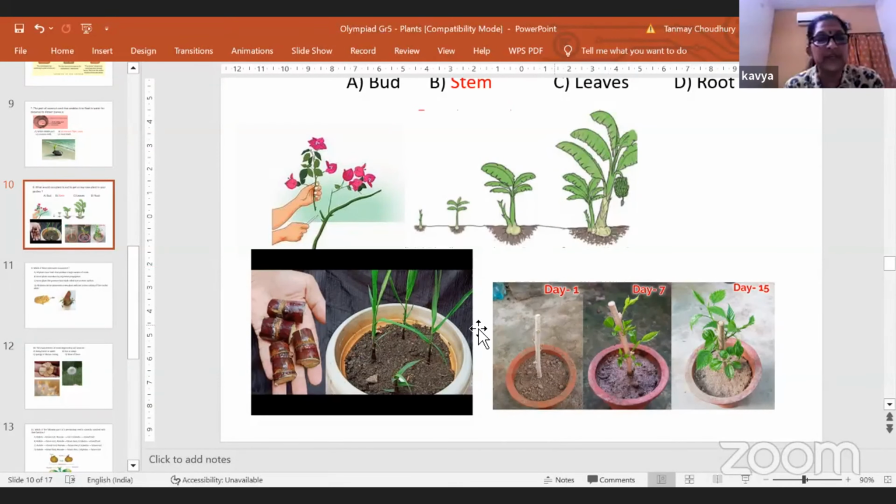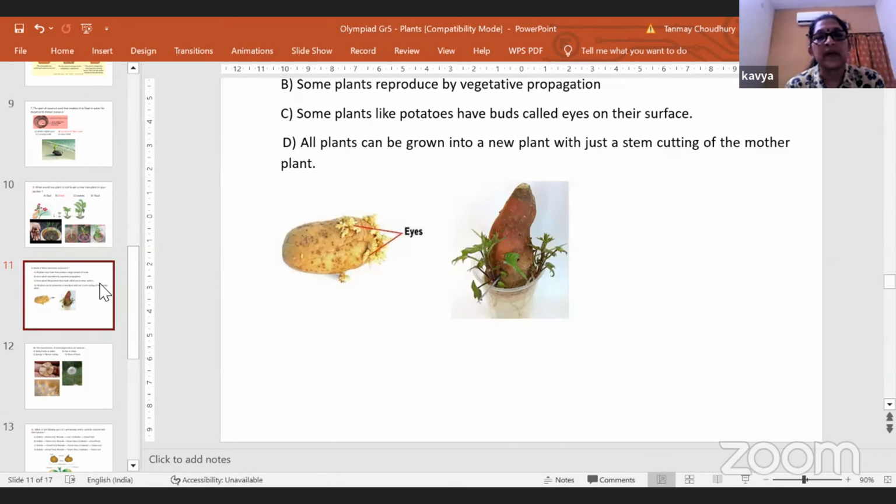So here we did vegetative propagation by stem. We'll see in some other slides vegetative propagation in some other parts. Okay. Here, some plants reproduce by vegetative propagation.